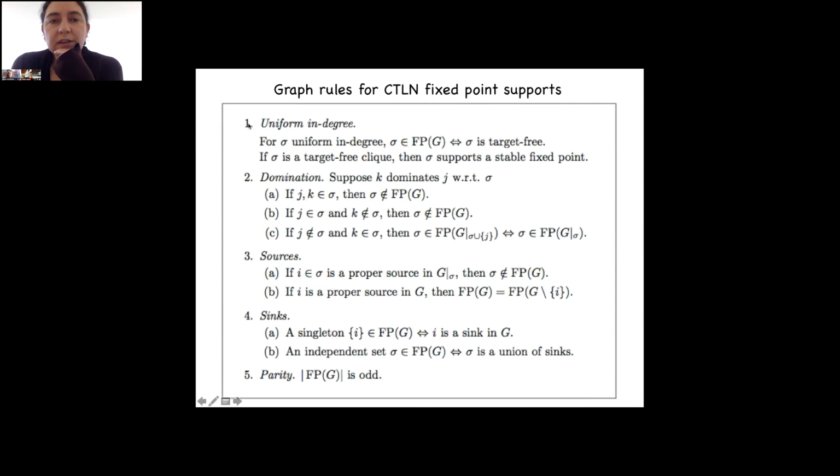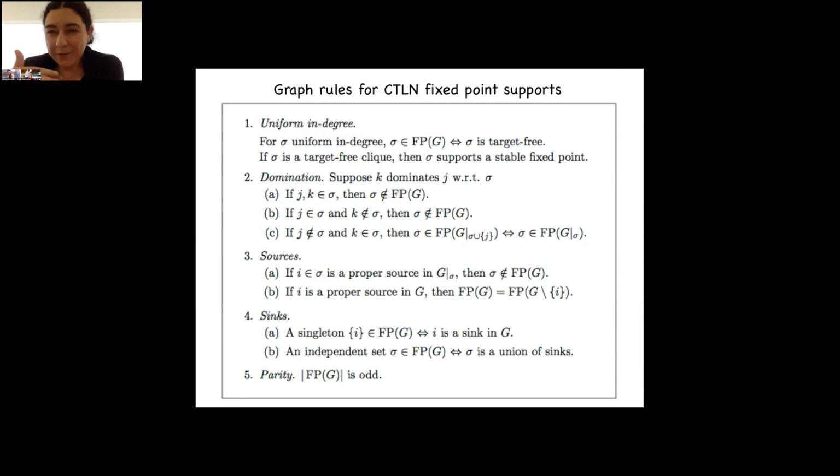So, this is an example of a graph rule. The uniform in-degree one is the first one here. We also have a series of other graph rules, and this list is much longer by now, where we are directly relating properties of the graph to properties of the fixed points, right? To sort of describing the fixed points.